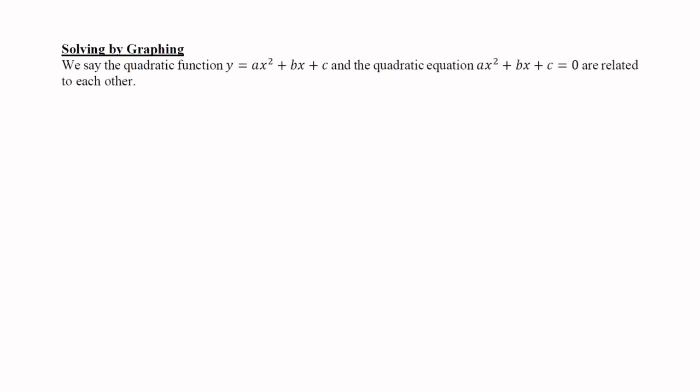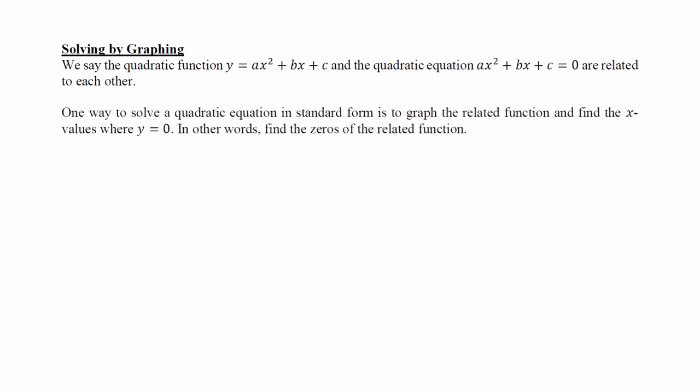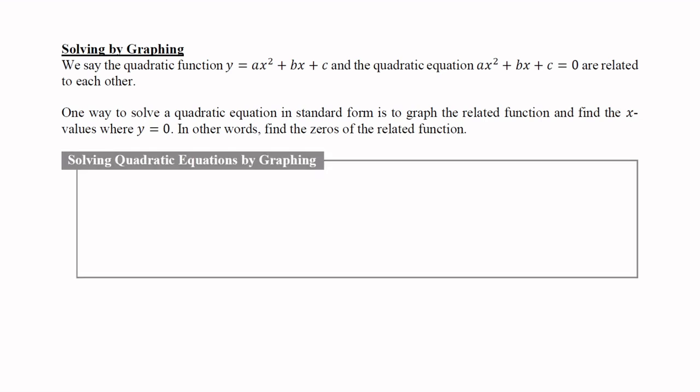We say that the quadratic function y equals ax squared plus bx plus c and the quadratic equation ax squared plus bx plus c equals 0 are related to each other. One way to solve a quadratic equation in standard form is to graph the related function and find the x values where y equals 0. In other words, find the zeros of the related function.